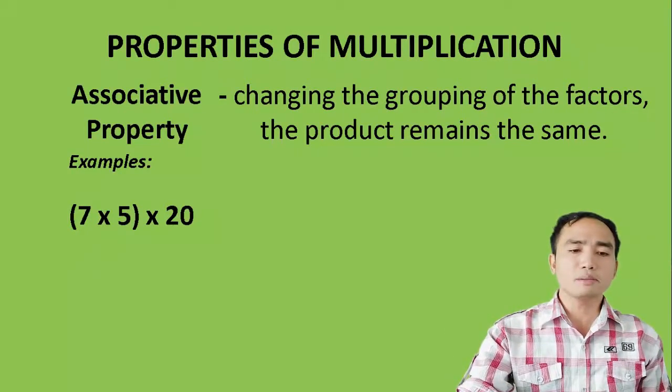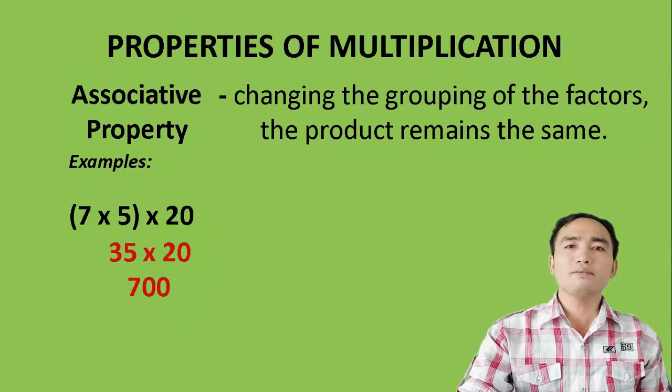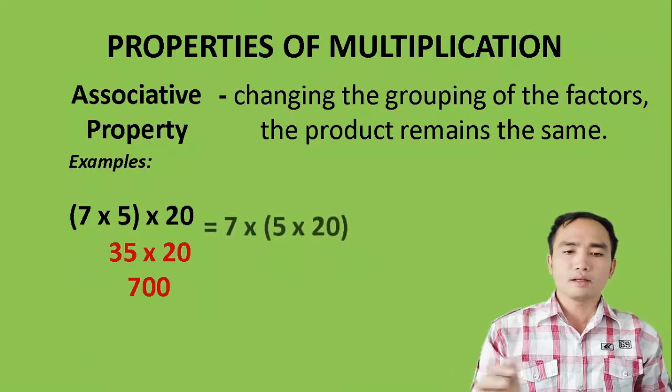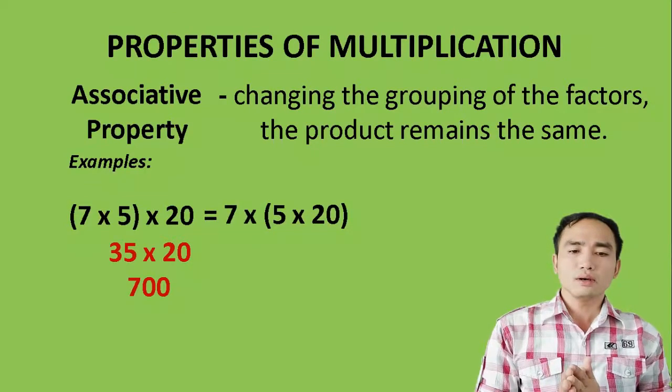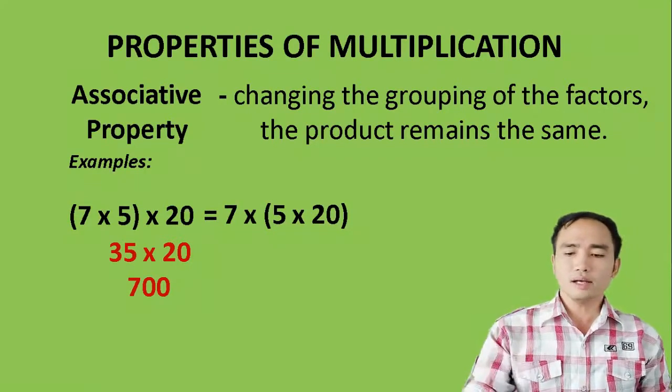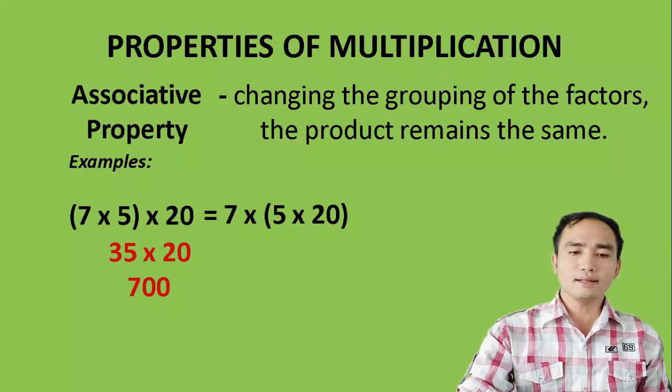Therefore, 7 times 5 is 35. Then multiplied by 20, the answer is 700. Or we can change the grouping of the factors. So here we enclose 5 and 20. The answer will be 100.